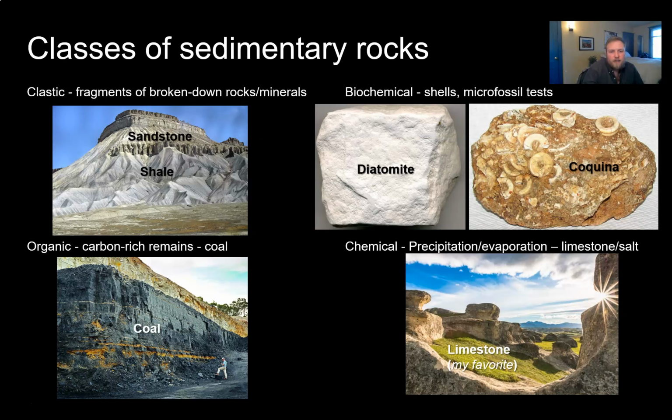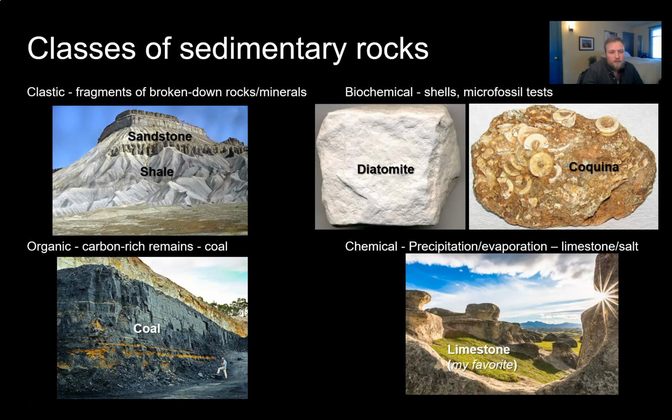Biochemical sedimentary rocks are those that are made out of shells or microfossils. So, out in the ocean, you have shells that are made out of calcium carbonate, like clams and mussels and whatever else makes its shells out of calcium carbonate. They die and then accumulate into layers of shell hash, which can become biochemical sedimentary rocks. Or you can have plankton like diatoms, which are made out of silica, SiO2, and they will turn into diatomite.